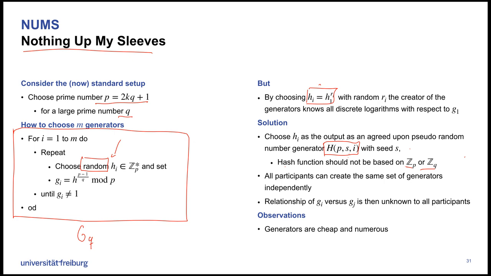So this means if you do it this way, Gi and Gj, this relationship is not known to any of them. And the other thing is you have cheap and numerous generators. Everybody can produce generators and they can all do it the same way. They don't even have to communicate. We just say, this is the algorithm, how we do generators. Please give me generator number 17. And it works. And if you do this, then we don't know, because of the discrete logarithm assumption, the relationship between the generators, and we can store as much information in one commitment as we want.